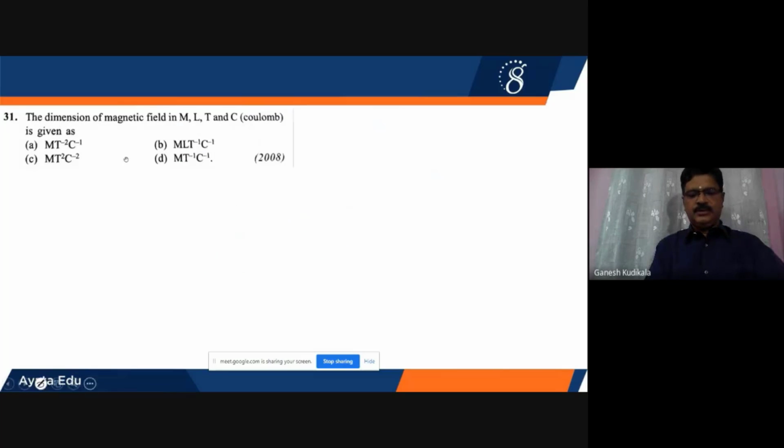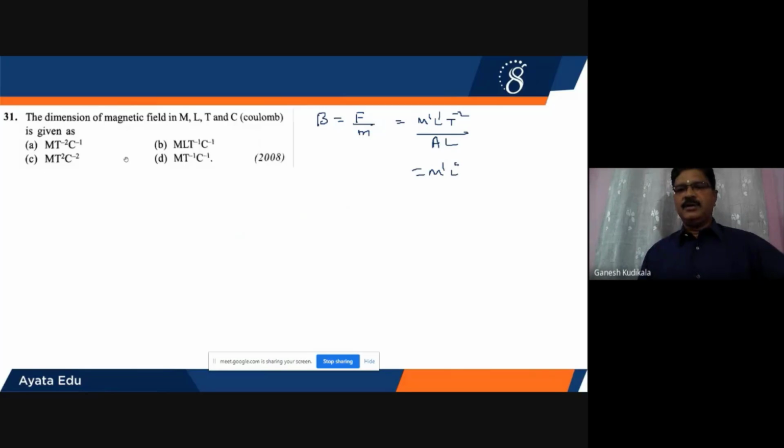31. In the case of 31, the dimensional formula of magnetic field in terms of M, L, T, C is asked. C is Coulomb, nothing but charge. Even if expressed in terms of Q also, C can be considered as charge. Magnetic field symbol is B. B will be equal to force per unit pole strength, force per unit current into distance. So therefore force is M1 L1 T power minus 2 divided by current into length. So this value will be M1 L0 T power minus 2 into A power minus 1.